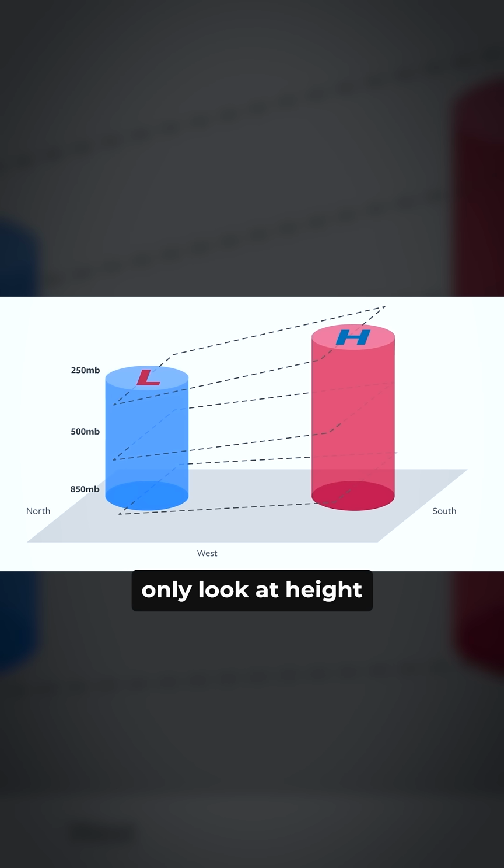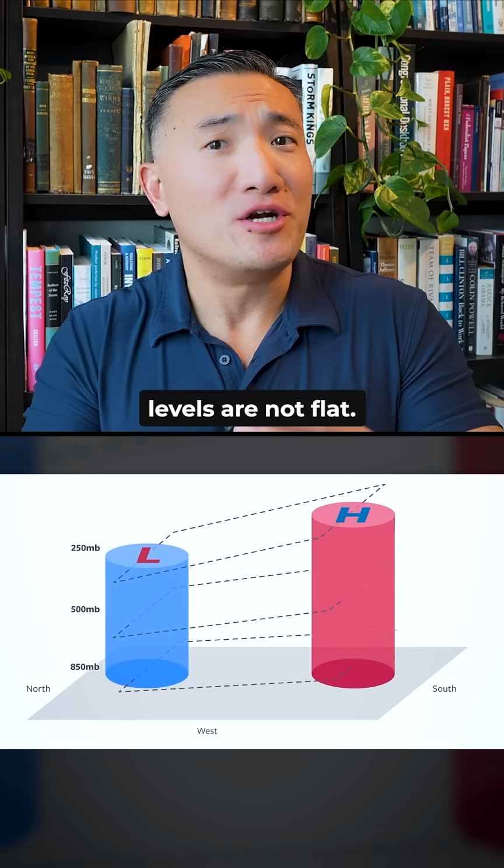Meteorologists don't only look at height in feet. We look at pressure levels, with pressure measured in millibars: 850 millibars, 700 millibars, 500 millibars, 300 millibars, because pressure decreases as you go up. Roughly speaking, 850 millibars is around 5,000 feet, 700 millibars around 10,000 feet, 500 millibars around 18,000 feet, and 300 millibars around 30,000 feet. But these levels are not flat.